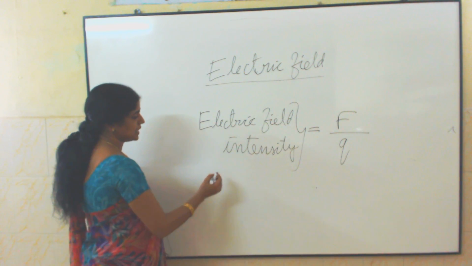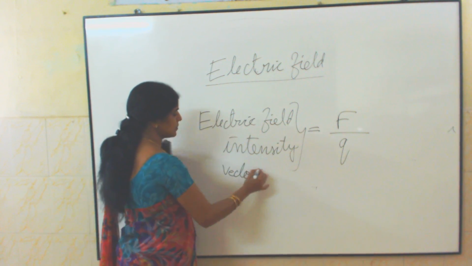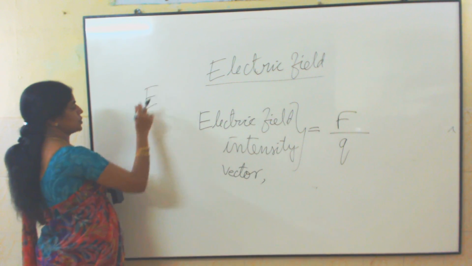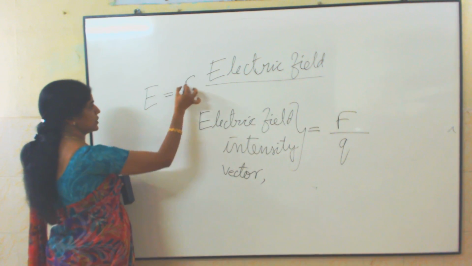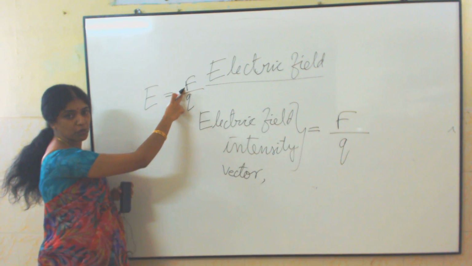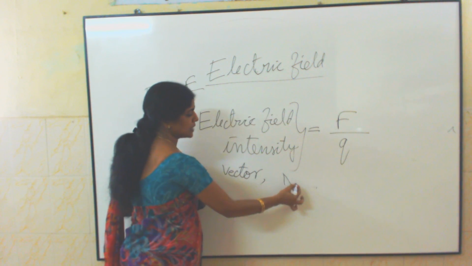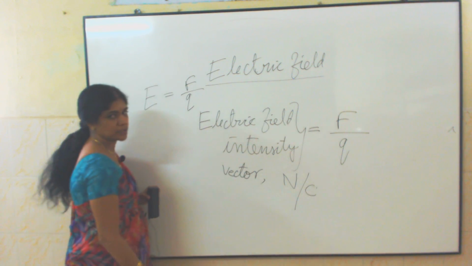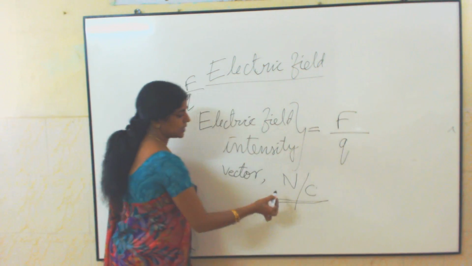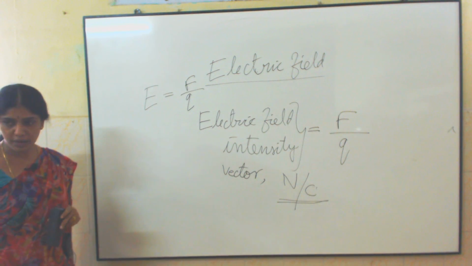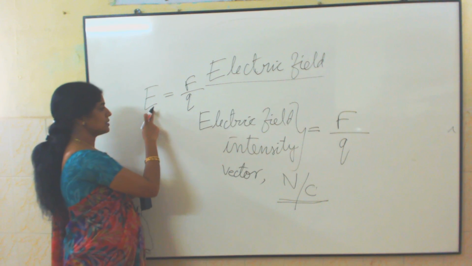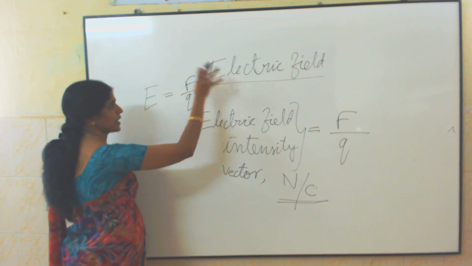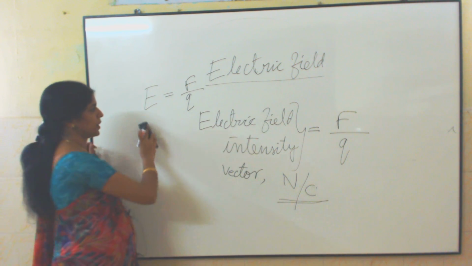This electric field intensity is a vector quantity. Can you say the unit for this? E is the symbol for electric field intensity. It is equal to F by Q. The unit for force is Newton, and the unit for charge is Coulomb. So the unit for electric field intensity is E equal to Newton per Coulomb. I can also call this simply electric field, electric field strength or electric field intensity. It is used to find the electric field at a point due to a point charge.